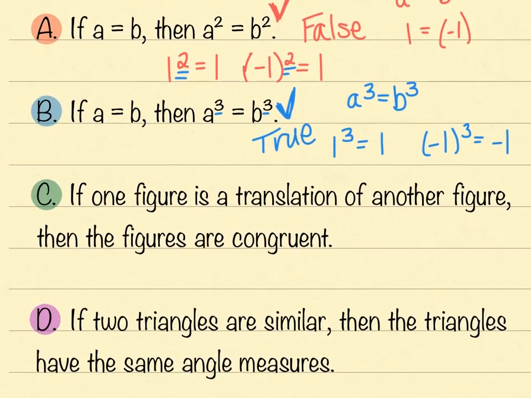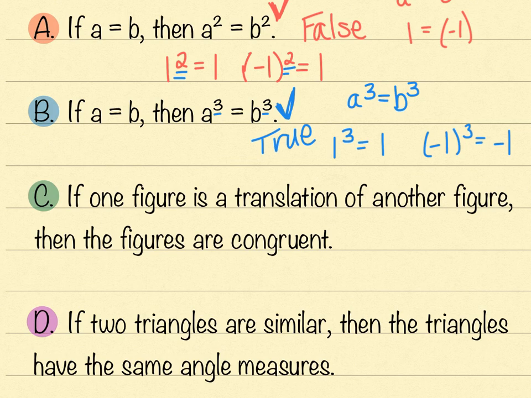Example C says, if one figure is a translation of another figure, then the figures are congruent. Now this statement is obviously true. All these original statements are true. Let's see if the converse would be true. If the figures are congruent, then one figure must be a translation of the other. And that would be false.